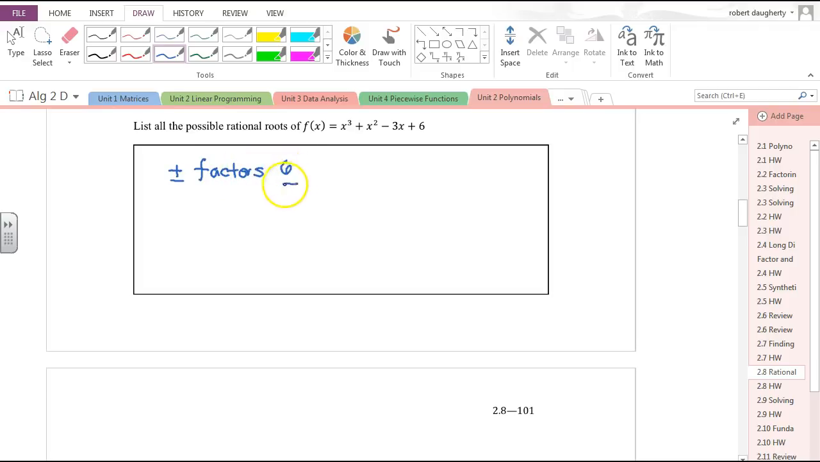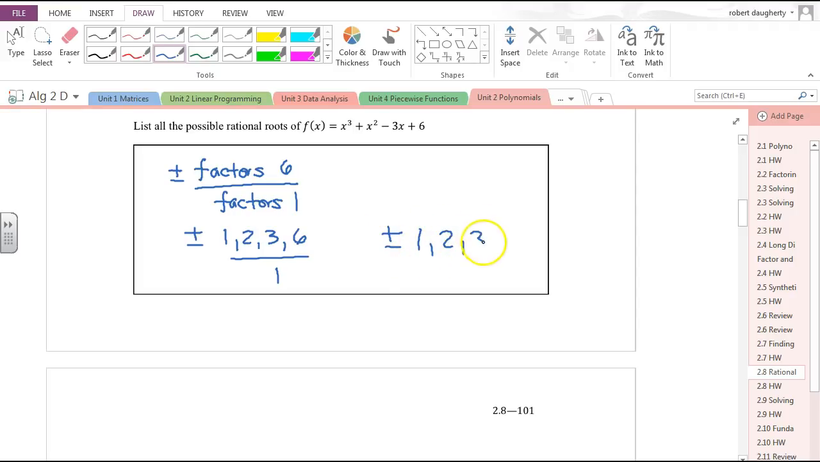Factors of 6 divided by the factors of what? Of 1, okay? So the factors of 6 over the factors of 1. What are the factors of 6? Yeah, 1, 2, 3, and 6. The factors of 1 are just 1. So the possible rational roots are just plus or minus 1, 2, 3, and 6, okay?